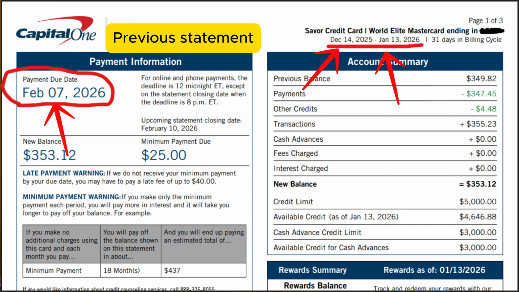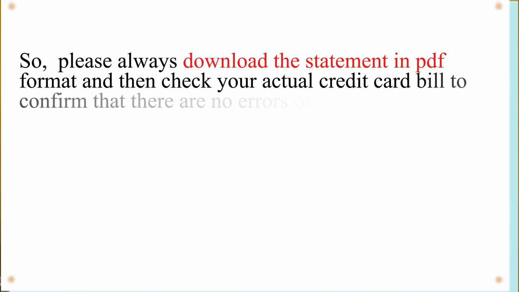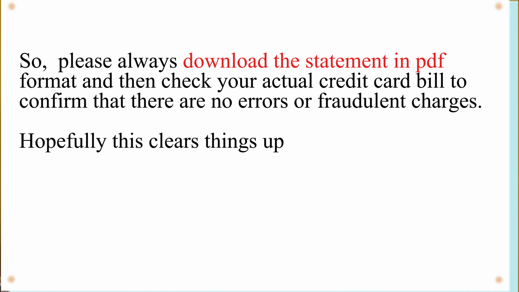So the easy solution here is just to download your credit card statement in PDF format from your account, so you don't accidentally mix up and overlap separate dates from two different billing cycles. So please always download the statement in PDF format and then check your actual credit card bill to confirm that there are no errors or fraudulent charges or any confusion. Hopefully this clears things up.